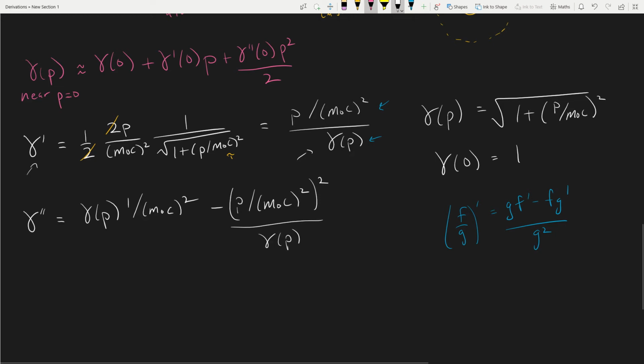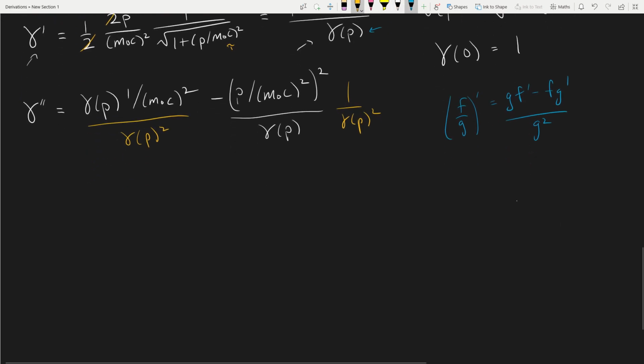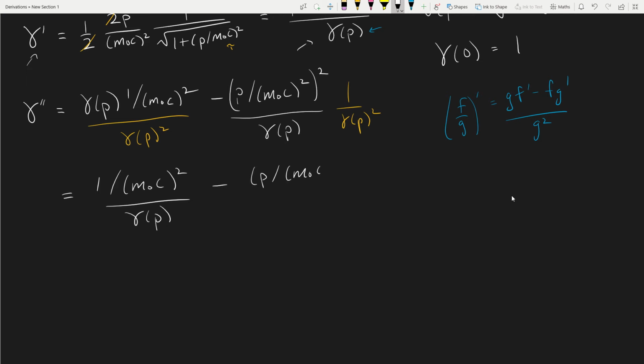Now, both of these terms need to be divided by gamma p squared, 1 over gamma p squared, because that's g squared on the bottom there. So this simplifies a little bit. We get 1 over m naught c squared over gamma p minus p over m naught c squared, and then all squared over gamma p cubed.